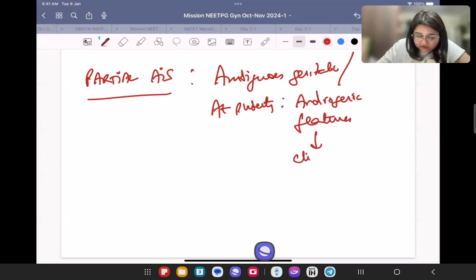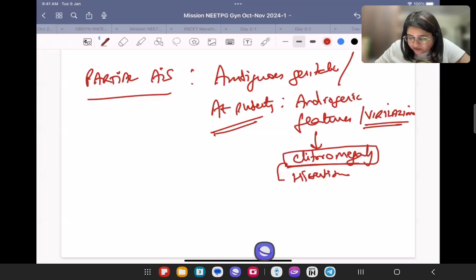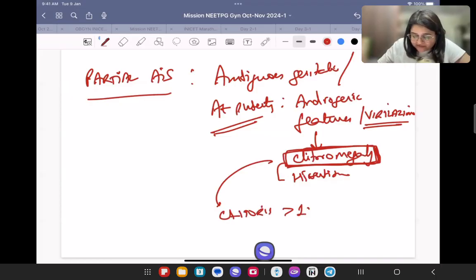Okay, this could be commonly what we describe, if you want to ask a question, is clitoromegaly. Okay, or maybe facial hair increases, hirsutism. These are usually typical features. So at puberty, androgenic features or features of virilization start happening because testosterone starts increasing at puberty. And this testosterone is not able to act fully, but some amount of activity is there. So the typical thing they will ask in the exam is clitoromegaly. That means the clitoris will start enlarging. Clitoromegaly, by definition, is a clitoris which is more than 1 centimeter in length.